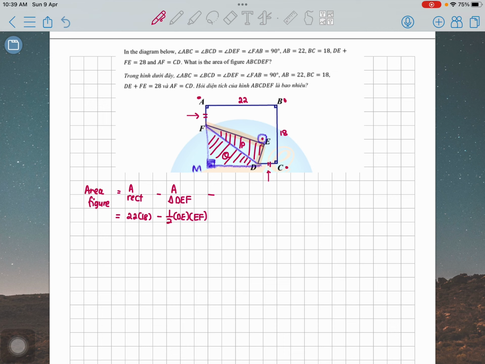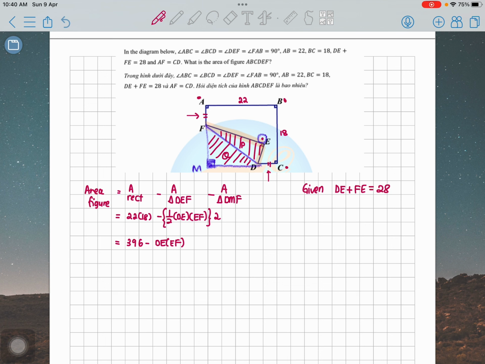So I know that I am going to just take the area of triangle DMF, or I can just do the rectangle times 2. So 22 times 18, we are going to get 396 minus DE times EF. If you can find what is DE and EF, then we are done with the question. But how are we going to find the DE and EF? What information is given to us? They have said that DE plus FE is 28.